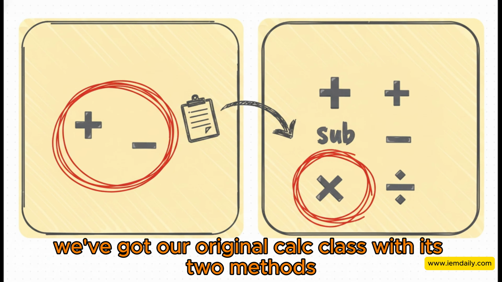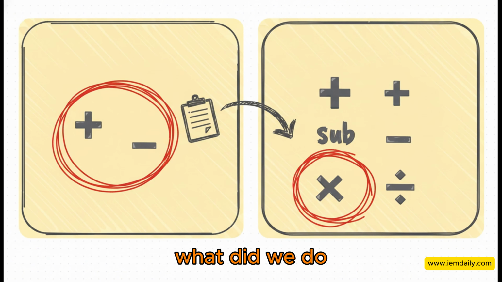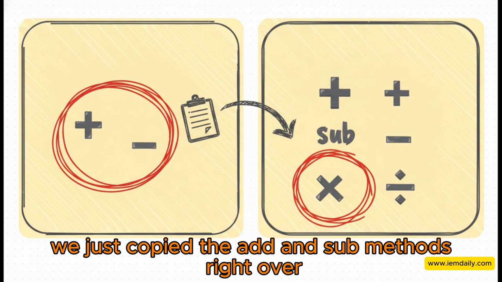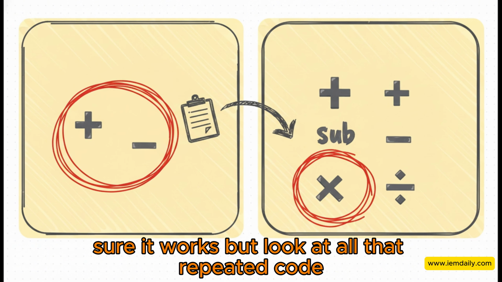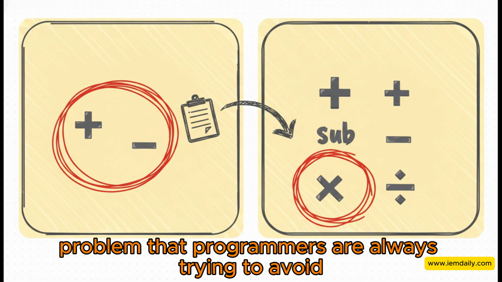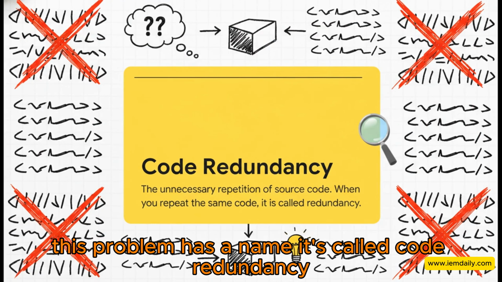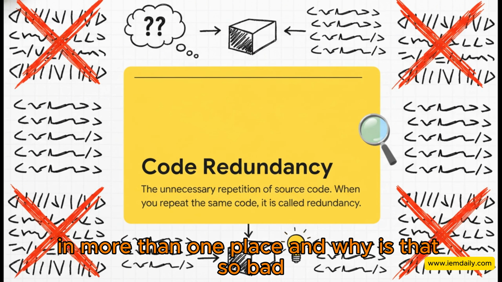So on the left here, we've got our original Calc class with its two methods, and on the right, we've made our AdvancedCalc. What did we do? We just copied the add and sub methods right over, and then we wrote our new multi and div methods. Sure, it works, but look at all that repeated code. This introduces a huge problem that programmers are always trying to avoid. This problem has a name. It's called code redundancy. It's just having the exact same code in more than one place.